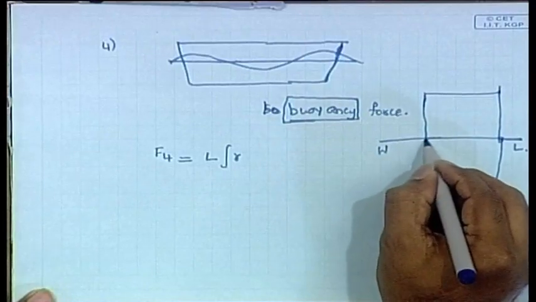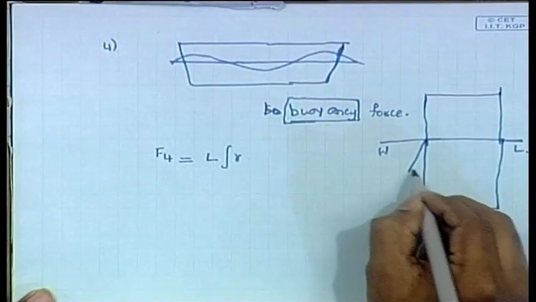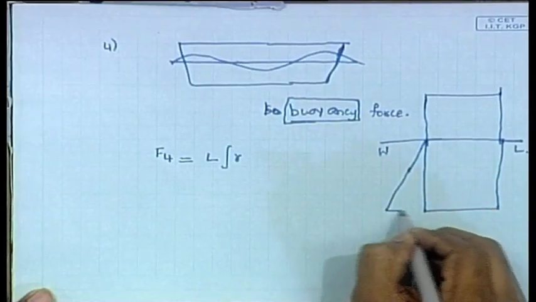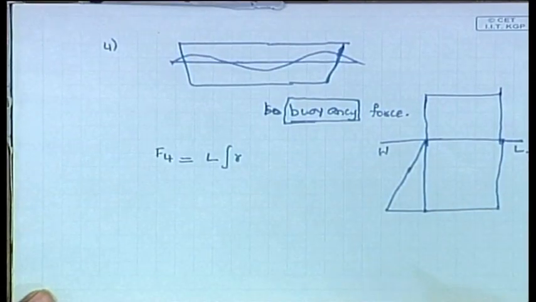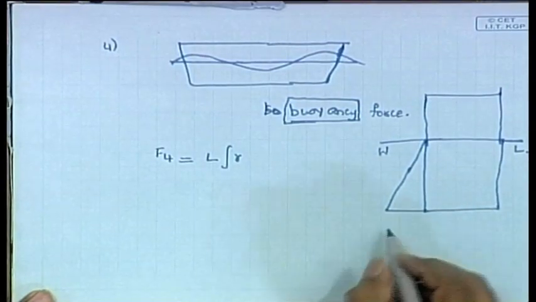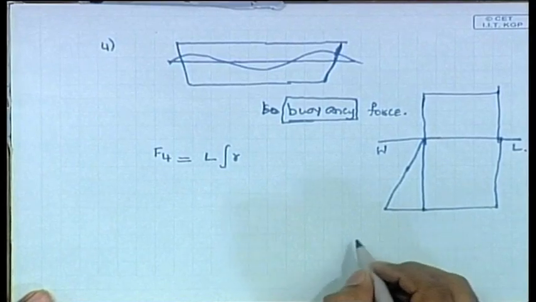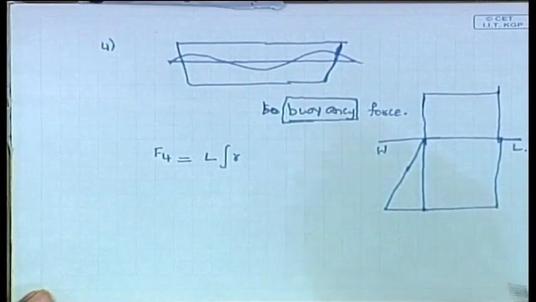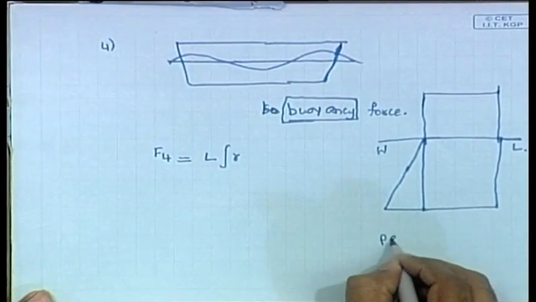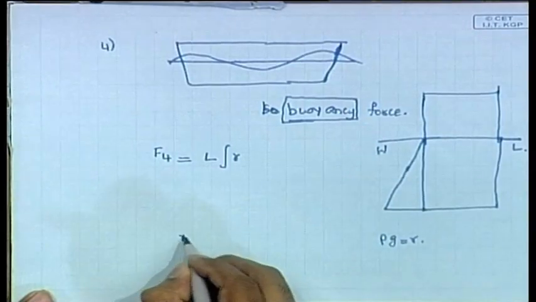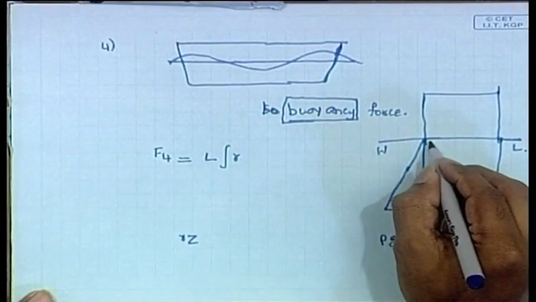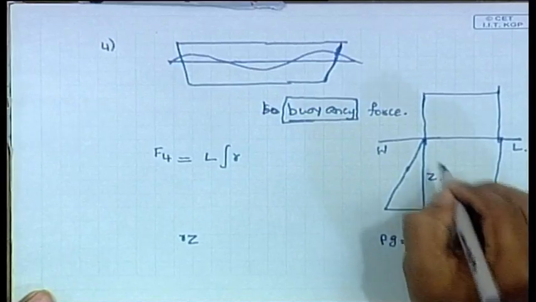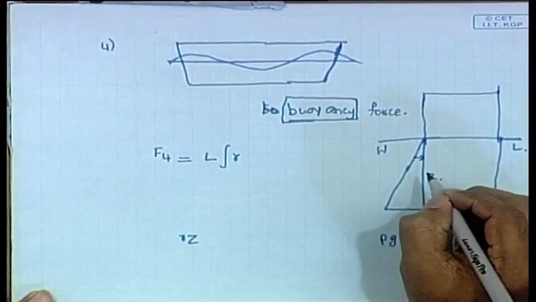And now, you know that the pressure at any depth is given by rho g h. We will write it as gamma. Gamma is the specific weight, which is rho into g. Rho into g we write as gamma. So gamma z, this is z, is the pressure at any point.